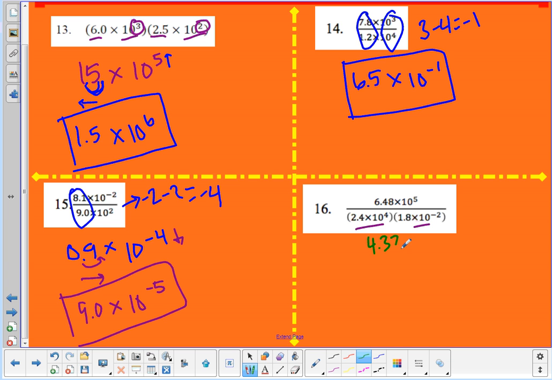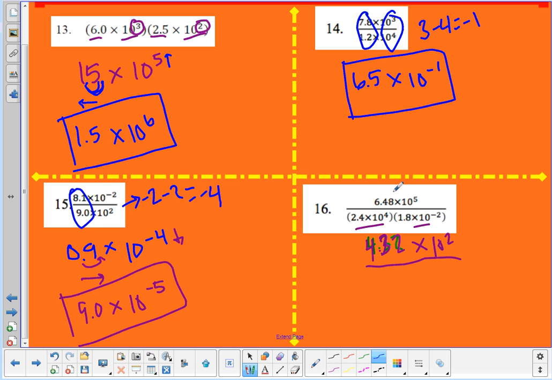Well, that's hard to see, sorry. I'll go back to purple. 4.32, and then 10 to the 4th times 10 to the -2nd is 10 to the 2nd, because 4 plus -2 is 2, so times 10 to the 2nd. So this is really what you're multiplying by.